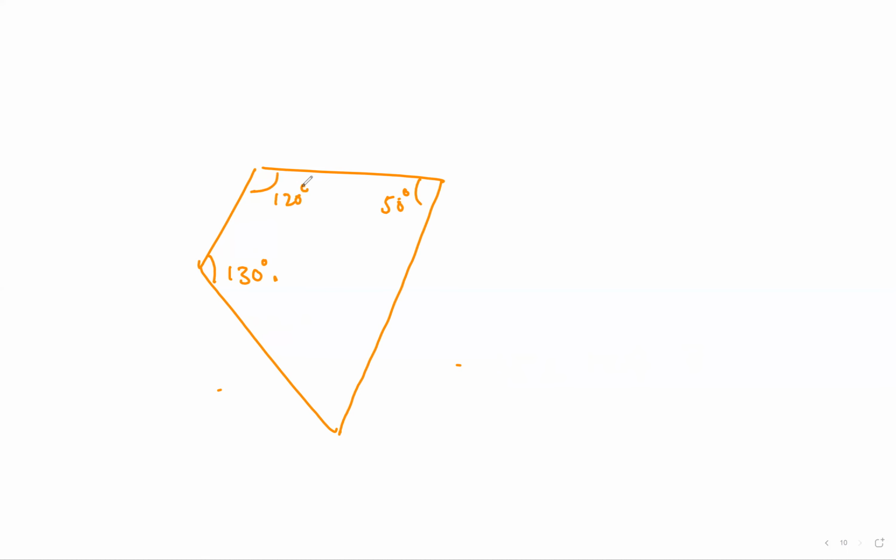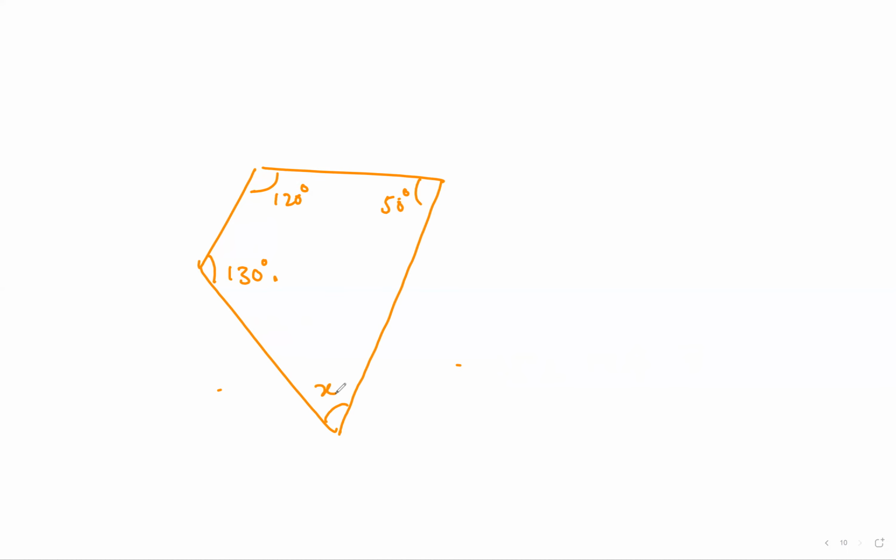Now let us see how to use this concept, the sum of interior angles, to solve some of the problems. For example, they may give you a four-sided polygon, that means a quadrilateral. Let this be 50 degrees, and let us think that this is 130 and this is 120, and now he is asking to find out x.